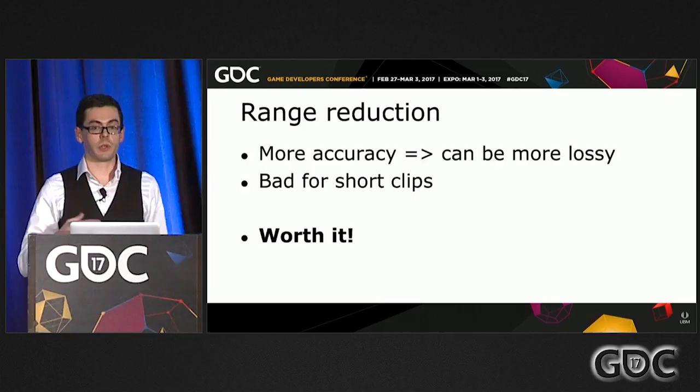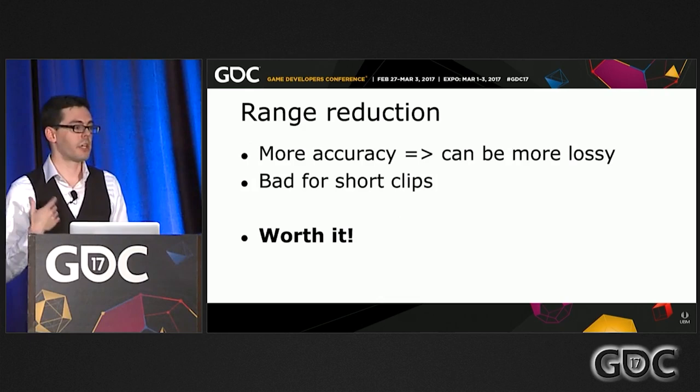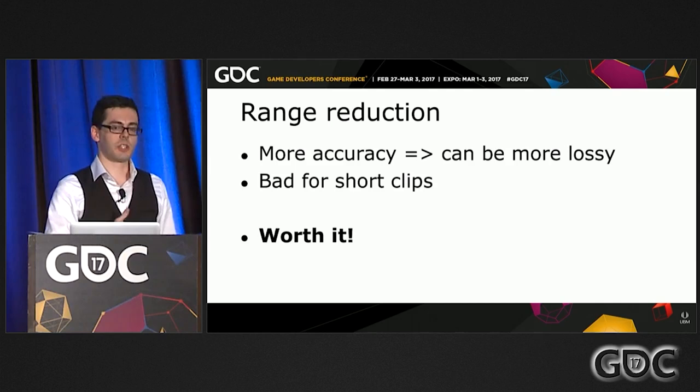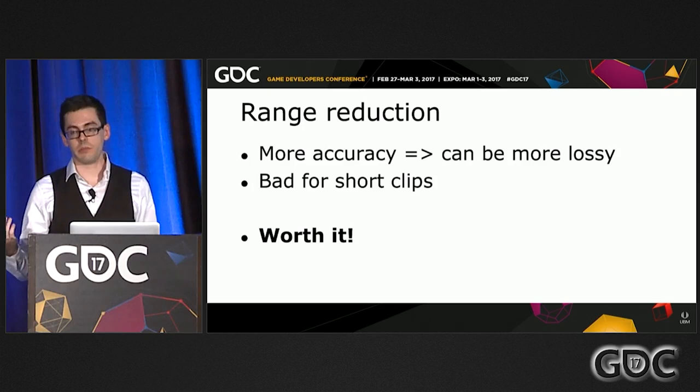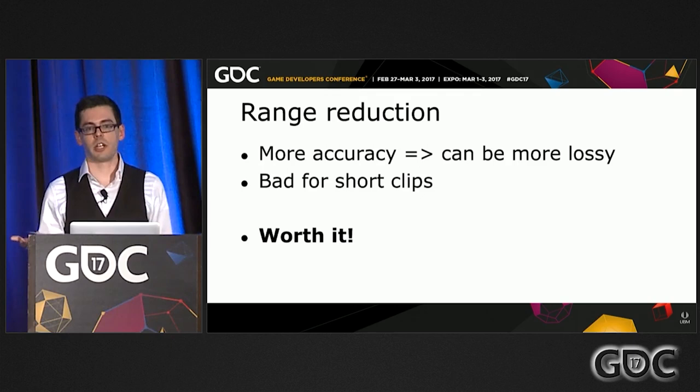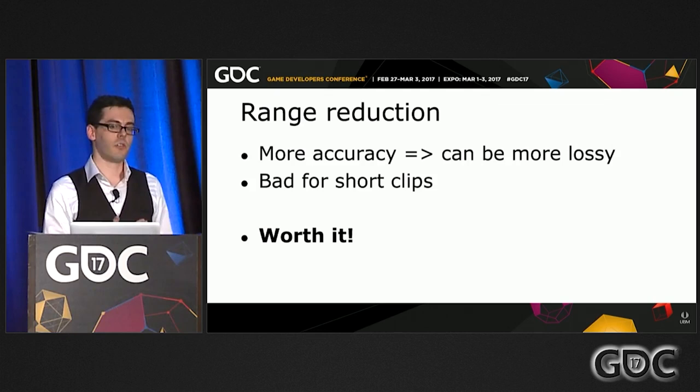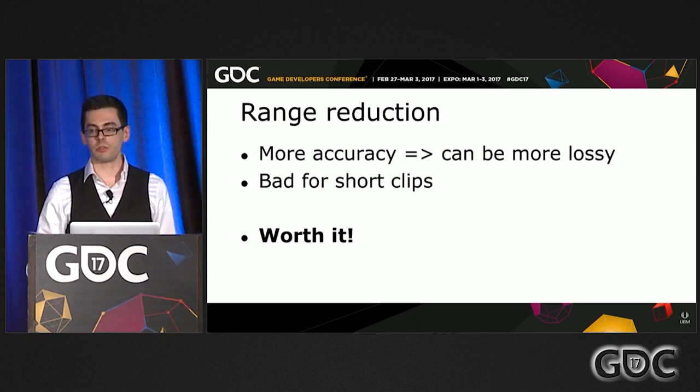So with this, we can increase our accuracy with a small overhead, which allows us to be much more aggressive in the compression of the actual track data, because we can be more lossy since the loss is not as visible anymore. Sadly, this is not great for short clips. If I only have 2 or 3 keyframes, obviously the overhead of the range information is going to offset a lot of the gains. But in the general case, it's absolutely worth it. And range reduction is a cornerstone of our algorithm.